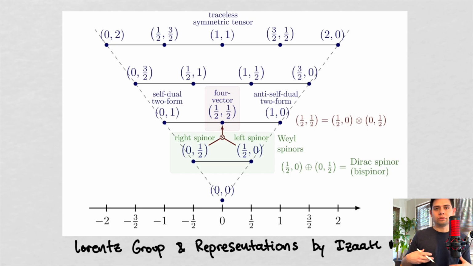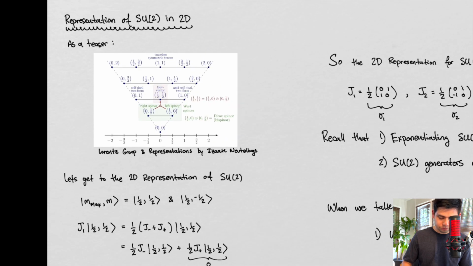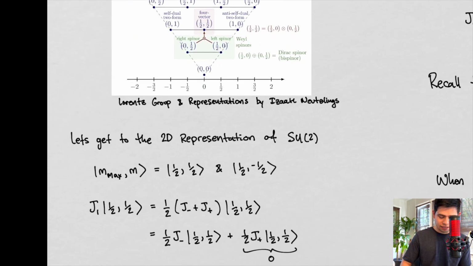And then later on, we'll talk about different higher forms of representation. But for now, we're really going to be focused on the spinner representations and the 4-vector representations. All right. So that's sort of as a teaser. So let's get into how we label these.